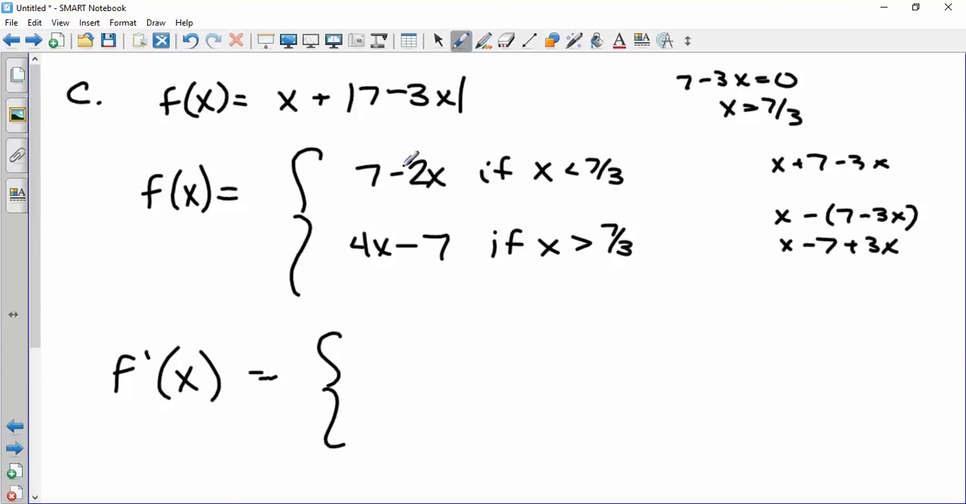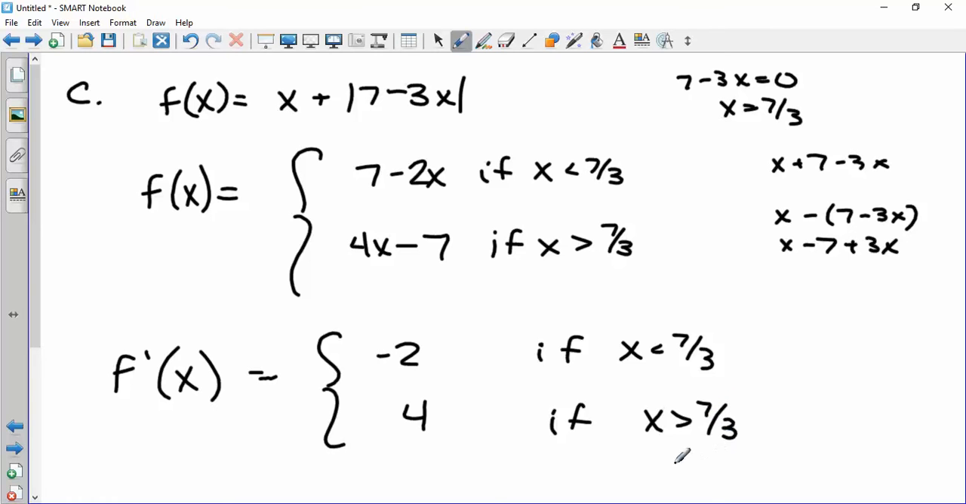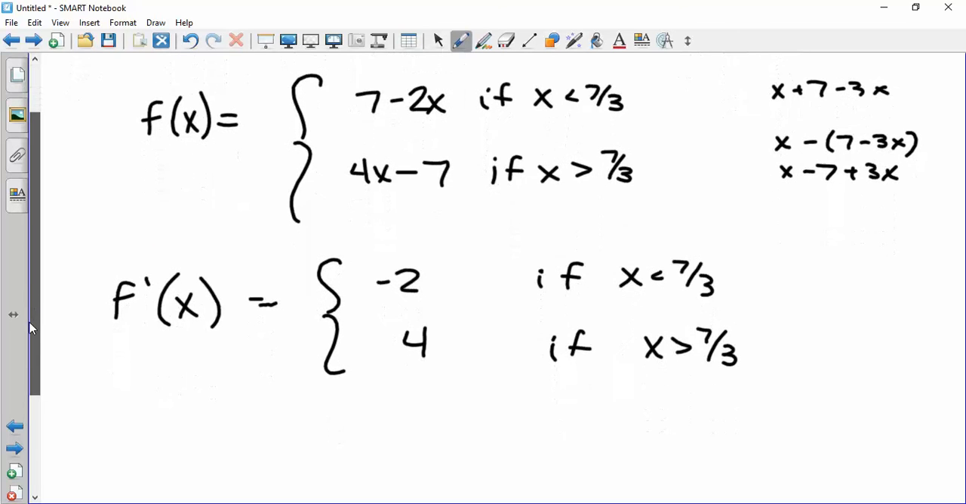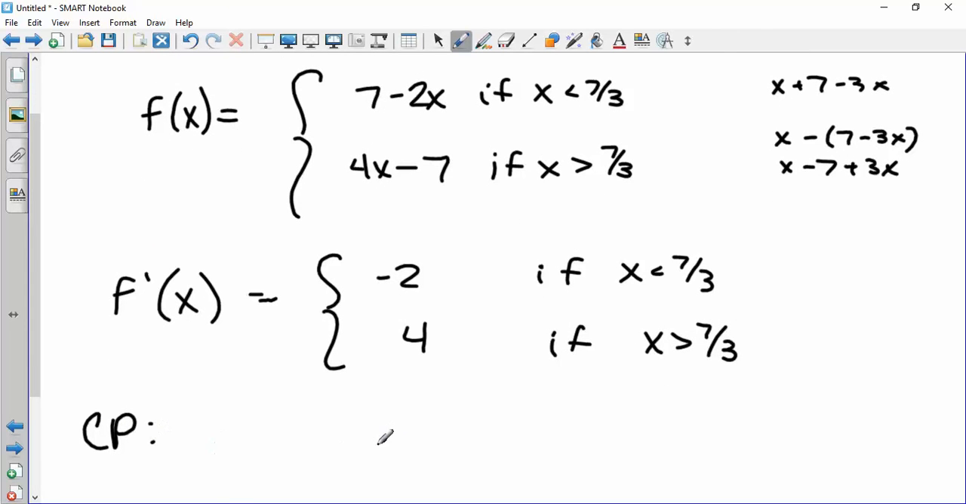So when I talk about the derivative, we have to do the derivative of each of those. So the derivative of the first piece is just -2. Derivative of the second piece is 4. Does that derivative ever equal 0? -2 is never 0, 4 is never 0. But we do have a critical point. Critical point is anywhere the derivative is 0 or undefined. When is this derivative undefined? At 7/3. Because if you think about the absolute value graph, there's a corner there, and we don't have a tangent line at a corner.